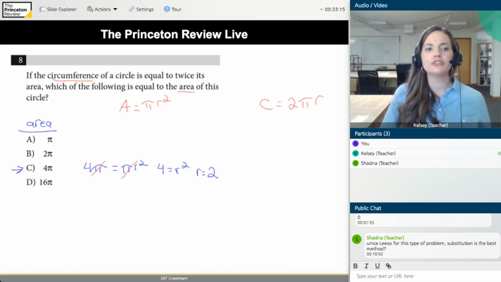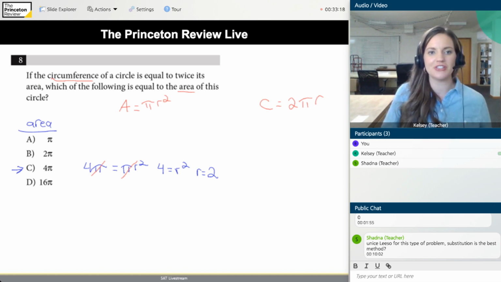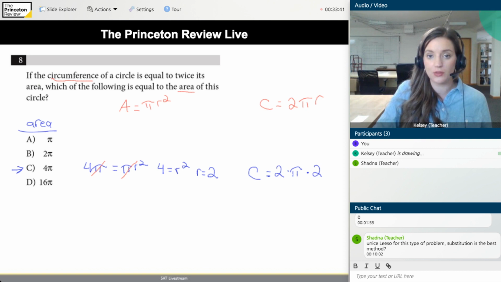Well, we're looking for the circumference of this circle to equal twice its area. So we're going to need to know what the circumference is so we can see if it is in fact twice the area. So if the area is 4 pi, we know that the radius is 2, and now we can also calculate the circumference. So the circumference is our unknown, but we do have the radius. It's going to be equal to 2 times pi times the radius, which is 2. So that's 4 pi.